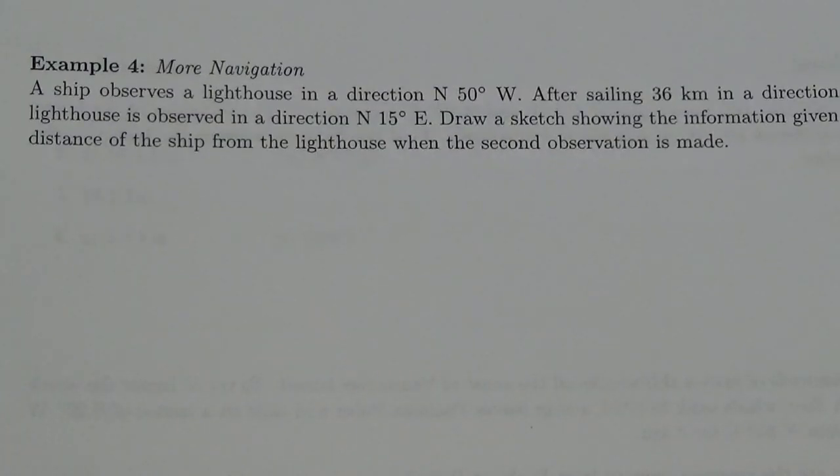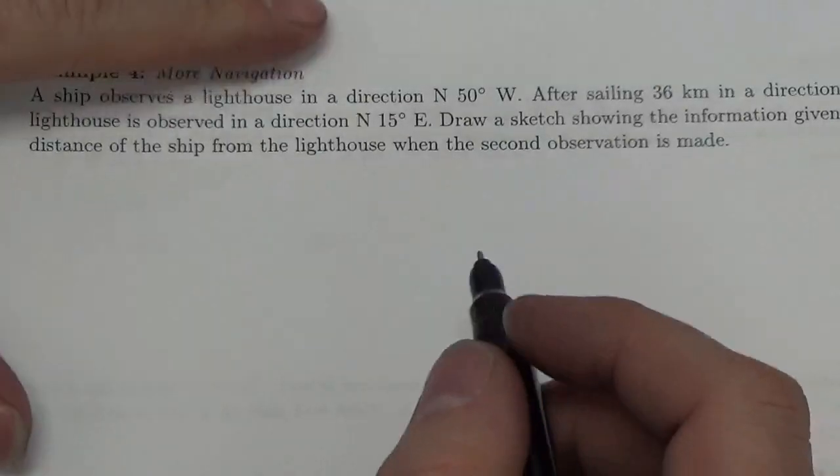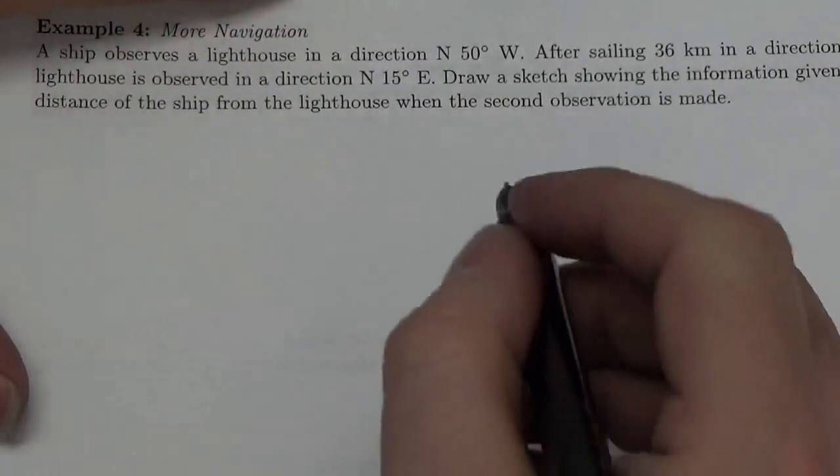Okay, so in this question, we read that a ship observes a lighthouse in a direction of north 50 degrees west. Okay, so let's draw this out here. Now I got a little bit of room here I can play with.